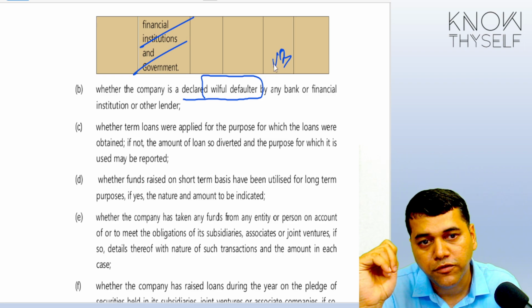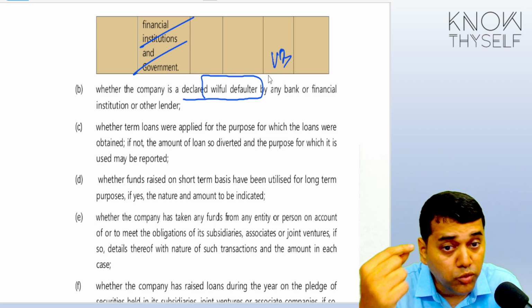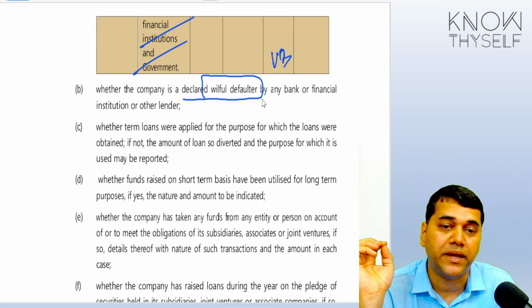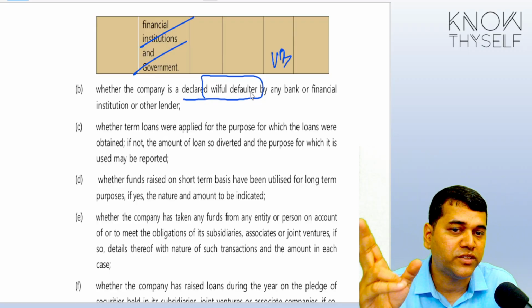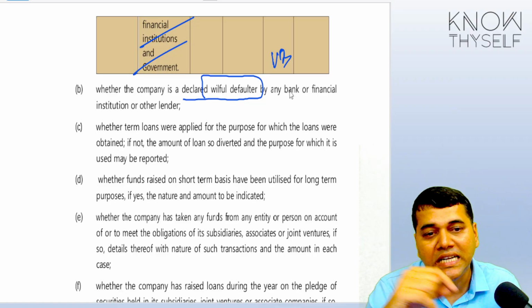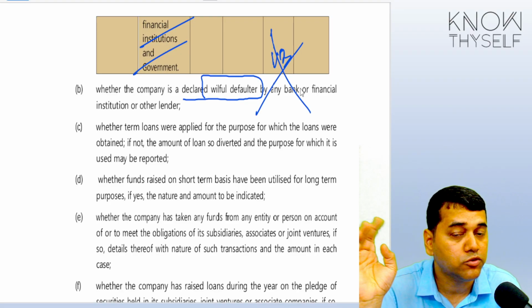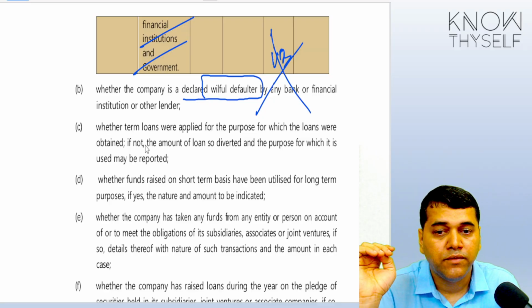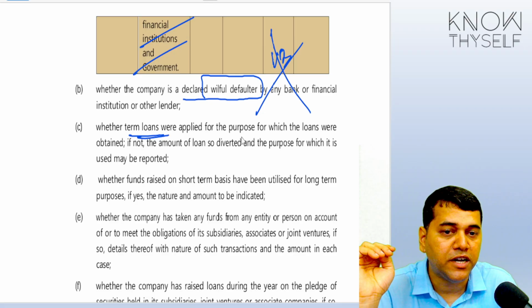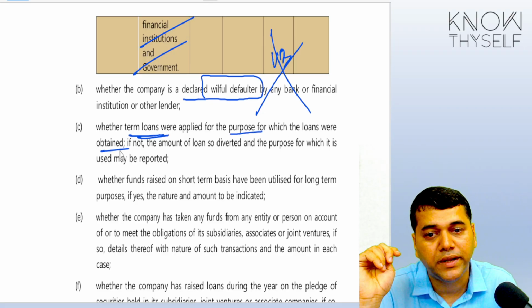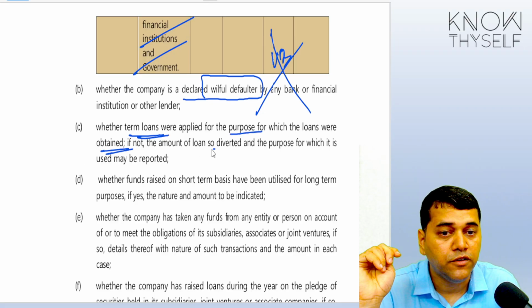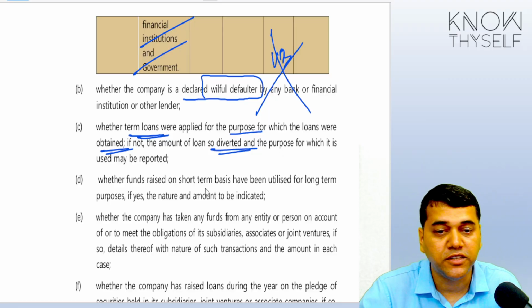Now, who is the willful defaulter? He is the one who has got money but is not going to pay. The moment you put somebody as a willful defaulter, the entire banking institutions are going to get closed for such borrowers. So it is a very dangerous thing. Whether term loans were applied for the purpose for which the loans were obtained, if not, where it is diverted, for which purpose it has been used.